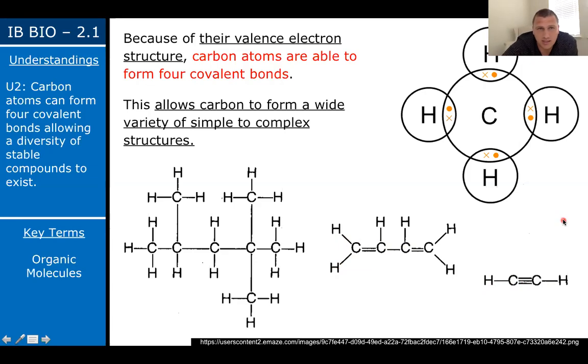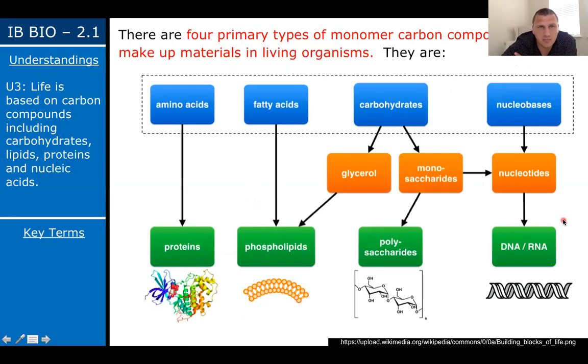So make sure you guys come back to this slide if you need to. But that's it right there for us. There are 4 primary types of monomer compounds. Remember, mono means 1. Monomer compounds are carbon compounds that make up basically all living materials. Okay, so there are 4 basic ones.